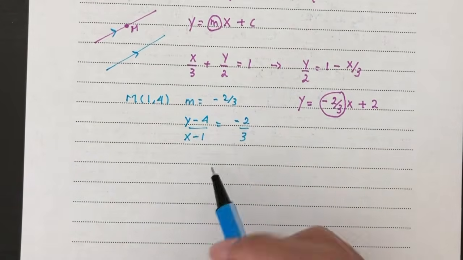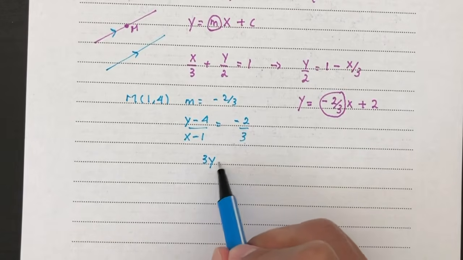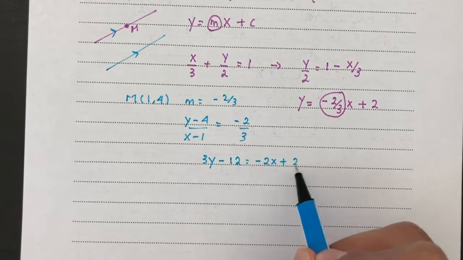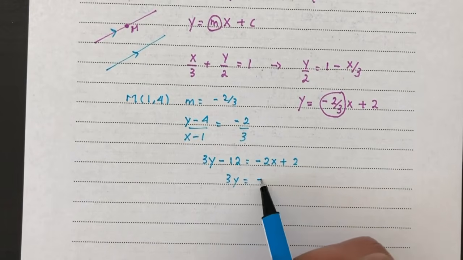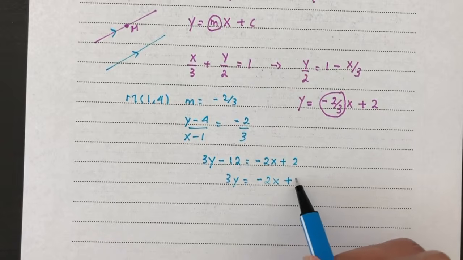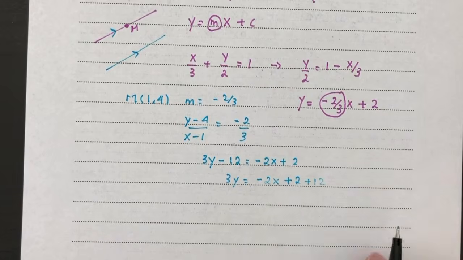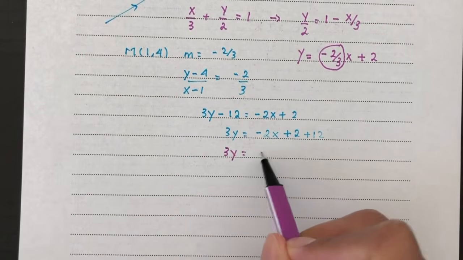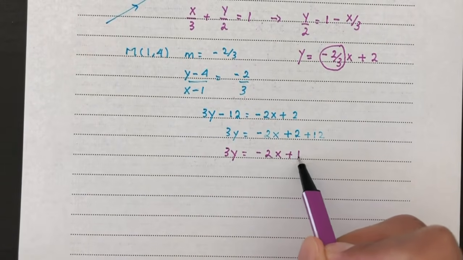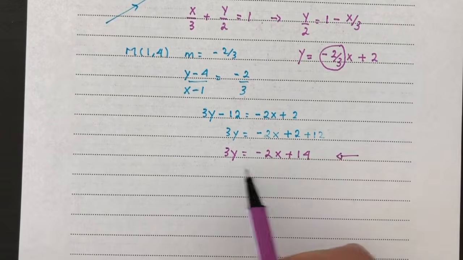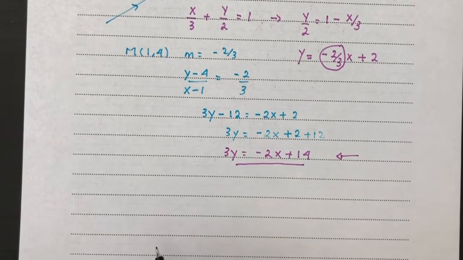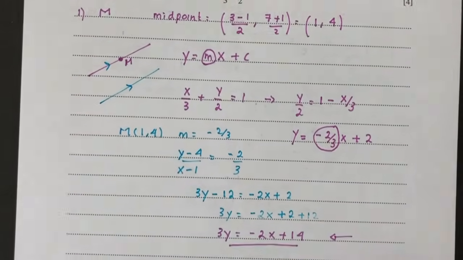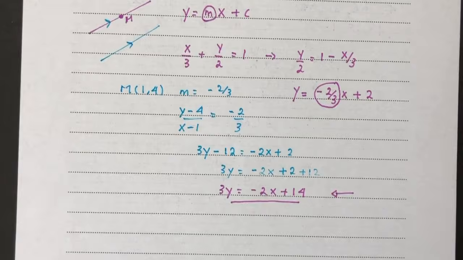Now we just have to cross multiply. You will have 3y - 12 = -2x + 2. So 3y = -2x + 2 + 12. Now if you simplify, that will become 3y = -2x + 14. So this will be the equation of the line passing through the point M and parallel to this line. So this will be your question number 2.